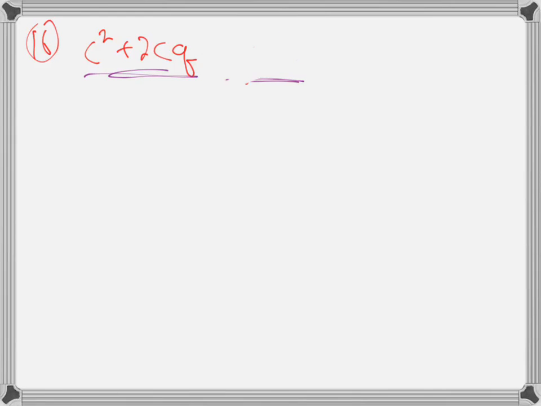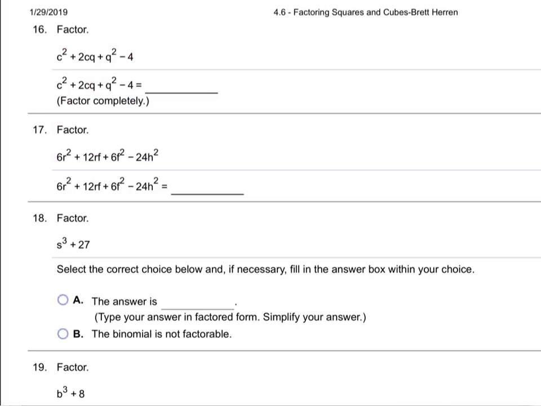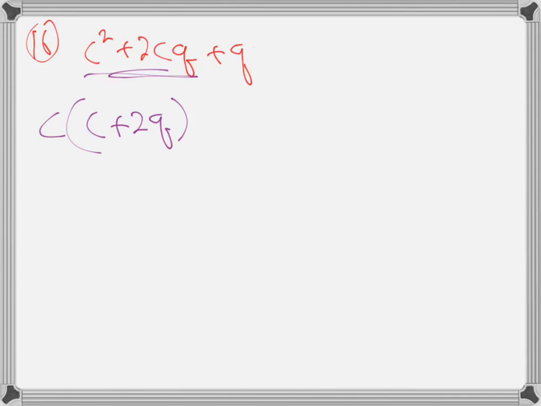Let me just get rid of this for a minute. What if the problem was just those first 2? What would you do? Take out a C, they just have C in common. Leave C plus 2Q. Okay, that's good so far. It's not going to get us anywhere, but that's right so far. And then we got plus Q squared minus.